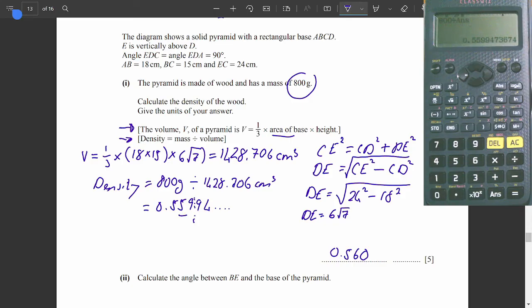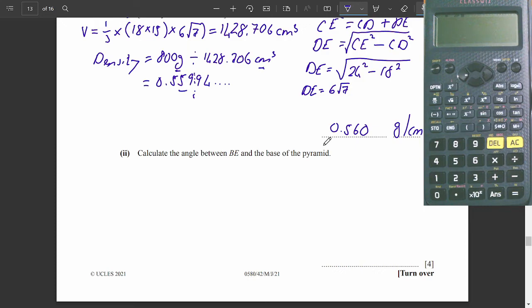Okay. And the units, we got it here. We divided grams by centimeters cubed. So that's gram by centimeters cubed. And that is correct. Question 8b, part 2.